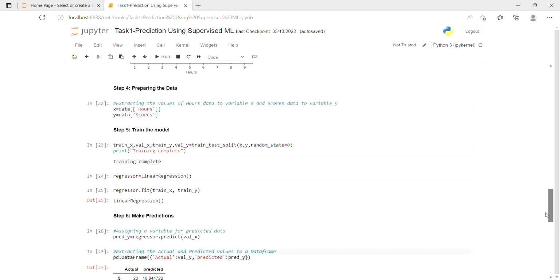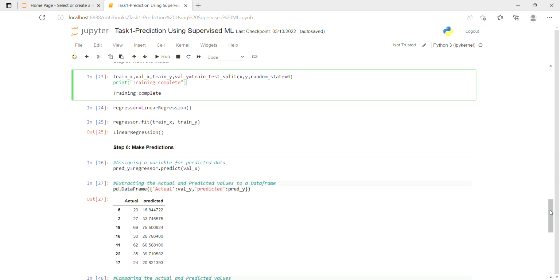Next, the fourth step, where we are preparing the data. Here we are extracting the values of number of hours studied to X and scores to Y. The fifth step is where we split our data into training data and testing data, and then we use a regression fit to fit the training data.